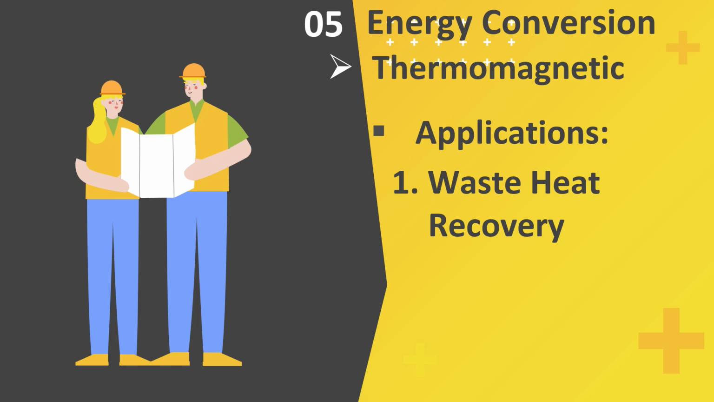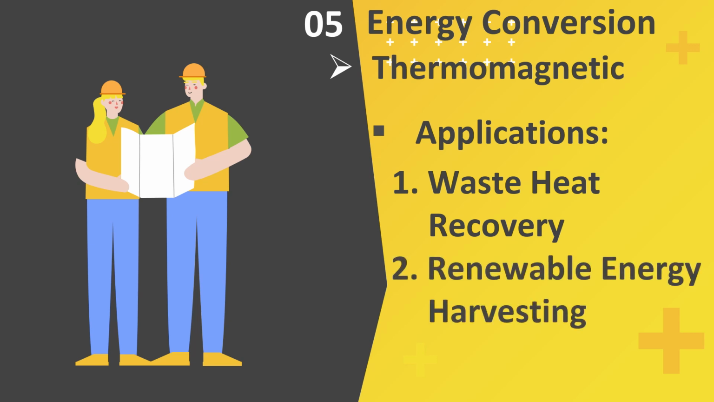Thermomagnetic energy conversion can be used to recover waste heat from industrial processes or power generation systems. By converting the temperature gradients in waste heat streams into electric power, thermomagnetic devices can improve overall energy efficiency and reduce environmental impact. Renewable energy harvesting.